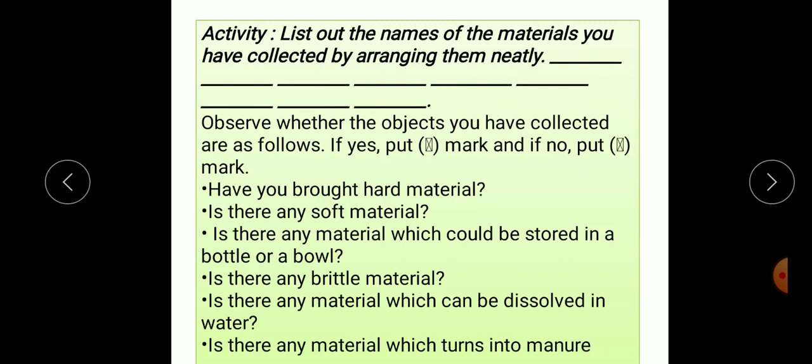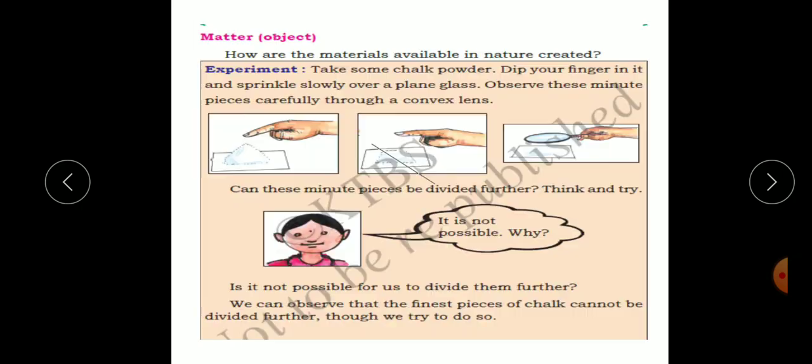So from the above activity you can understand that materials are in different forms, with different shapes, colors, brightness and solubility. Means from the above activity we can say that materials are in different forms and they have different shape, different color, brightness and their solubility. Okay students? Next, matter, object.